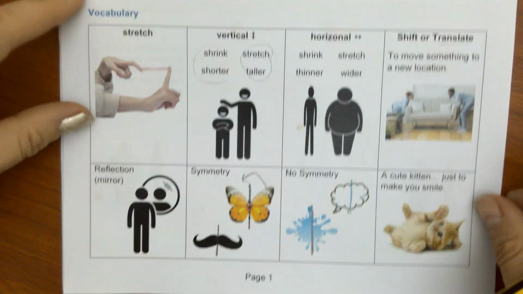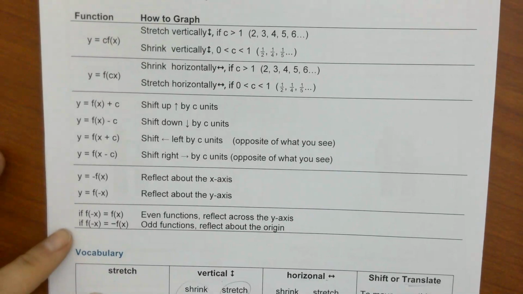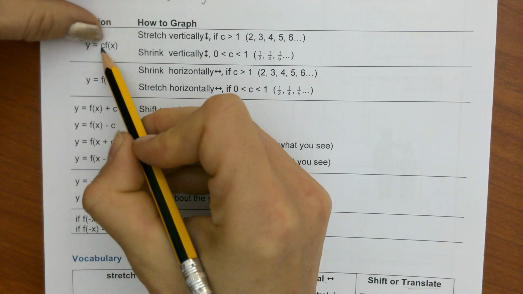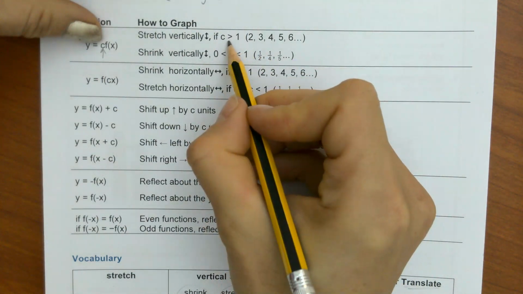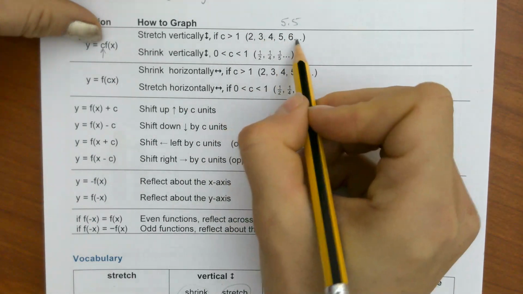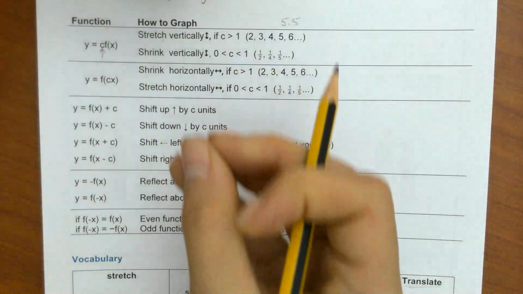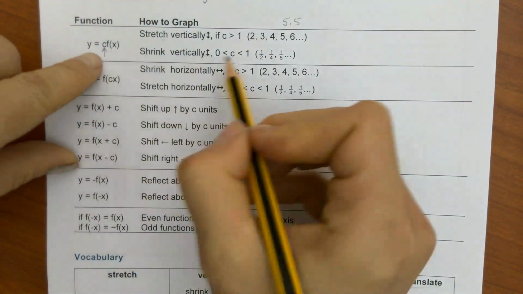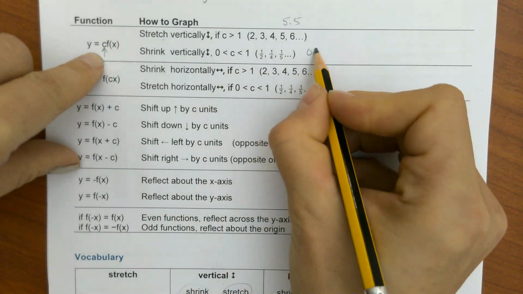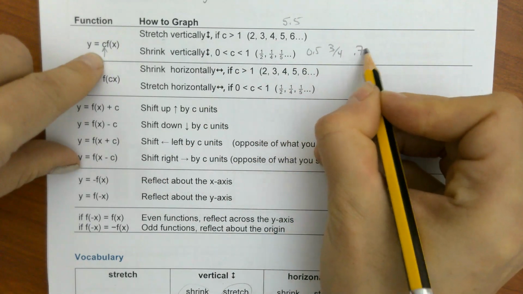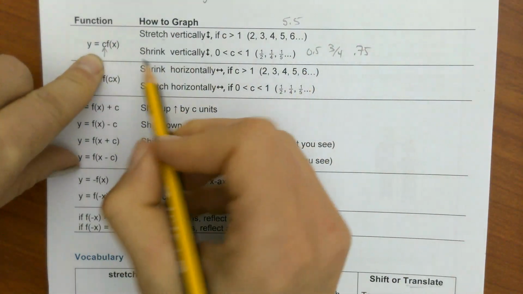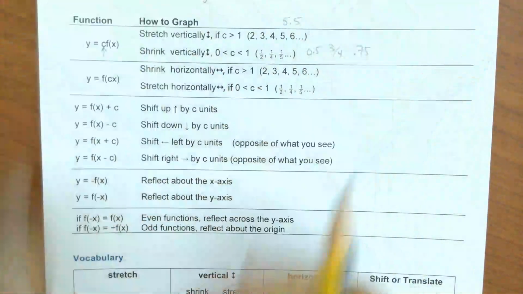Okay? So let's look at the rules. If I have a function and I put a number in the front of it, and this number is bigger than 1, like 2, 3, 4, or 5.5, anything bigger than 1, it stretches it vertically. If this number is between 0 and 1, like a half, 3/4, anything that's less than 1, then it shrinks it vertically.